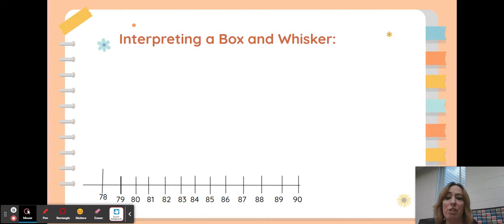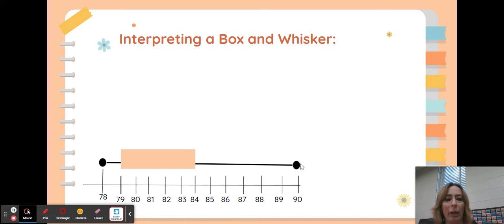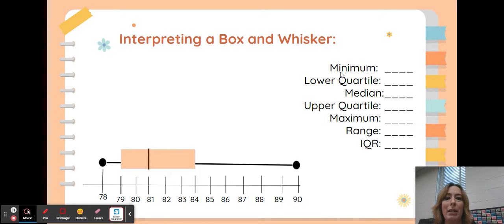Okay, to interpret a box and whiskers, remember we need to know all the parts. So let's first talk about what the different parts are. I'm going to put all these pieces up here. First, there's the points, and there's the line, and there's the box, and then there's the line in the middle of the box.